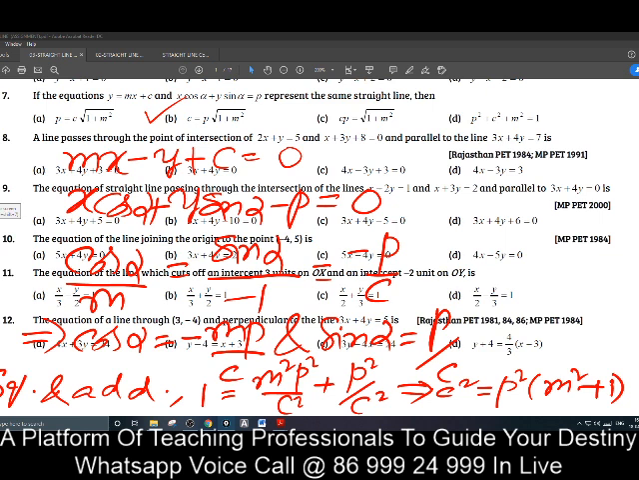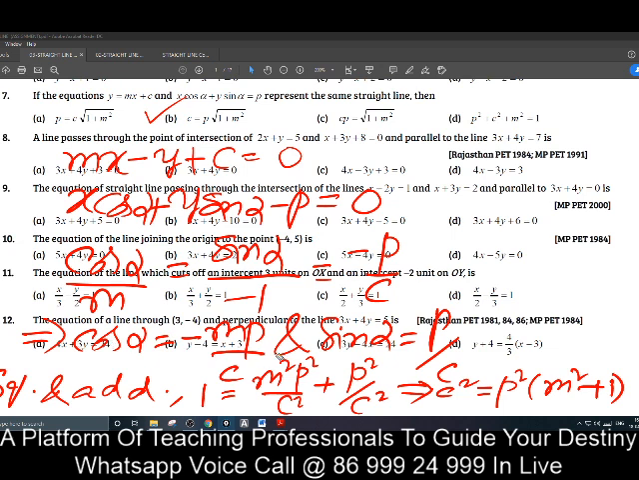So, the concept to be learned is that two equations a1x plus b1y plus c1 equals 0 and a2x plus b2y plus c2 equals 0 represent the same line if their corresponding coefficients are proportional. Hence their corresponding coefficients are compared here: cos alpha by m is equal to sin alpha by minus 1 is equal to minus b by c.